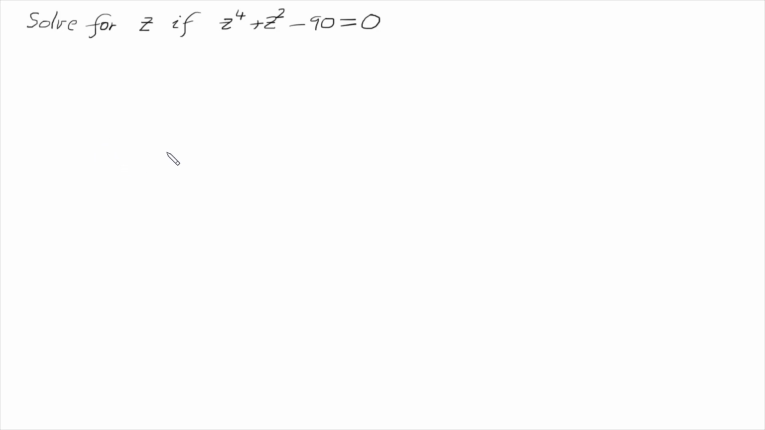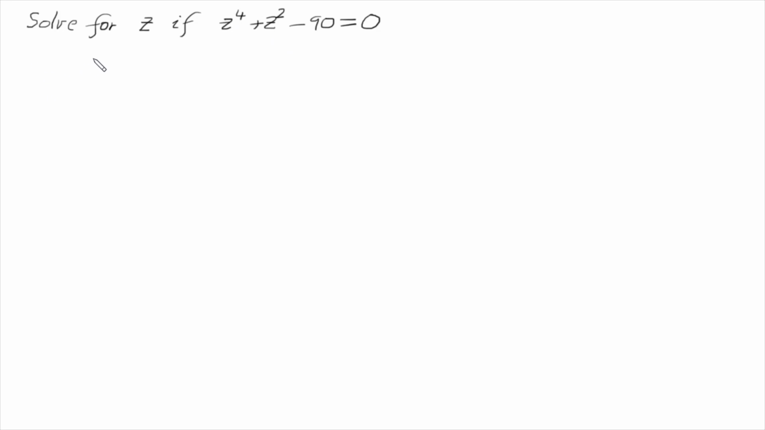Hi, in this video I'm looking at solving this equation here for z. So I've got z to the power of 4 plus z squared minus 90 equals 0. Now this is a polynomial of order 4, though if we look at it, it's missing the z cubed and the z to the power of 1 term, which means that this is actually a quadratic in z squared.